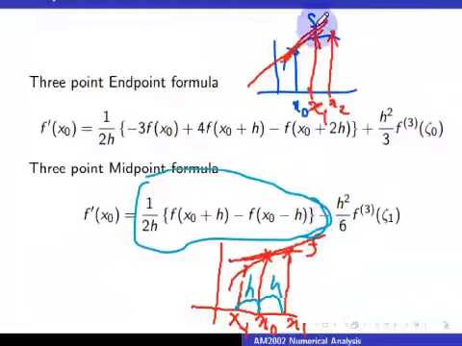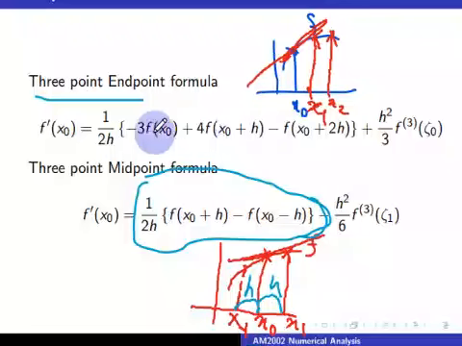So this is the approximate 3 point. There are two ways to find an approximation. This is the forward one, called the 3 point endpoint formula. That means you use another extra 2 points in front of x naught in order to find an approximation to this derivative at x naught, right?